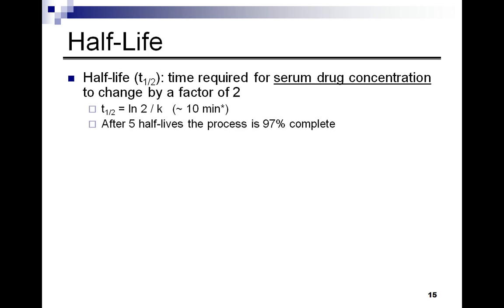Half-life, a concept we've already discussed a few slides ago, is the time required for serum drug concentration to change by a factor of 2. There is a formula for half-life based on the rate constant. And based on changing by a factor of 2, after 5 half-lives, the process is 97% complete. So we usually say after 5 half-lives, a drug is almost completely gone from the serum.